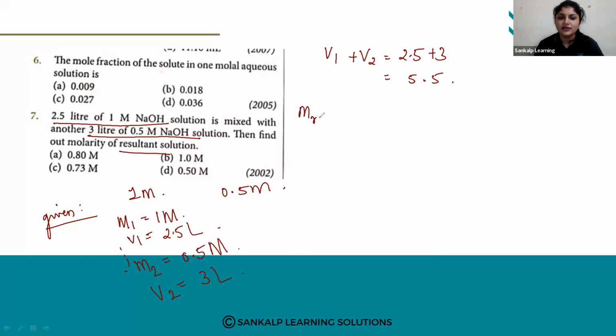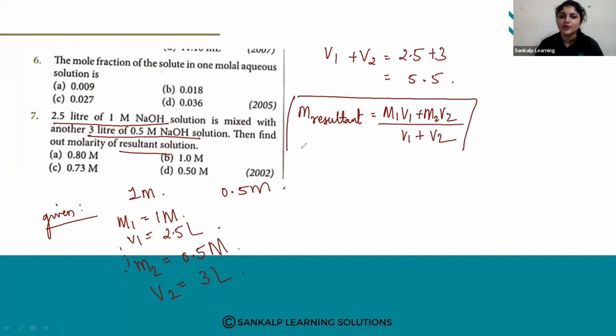Now we'll find the resultant molarity. It will be M1 V1 plus M2 V2 divided by V1 plus V2. So this is our formula. Whenever two types of solutions are given, you have to find the resultant as M1 V1 plus M2 V2 by V1 plus V2.